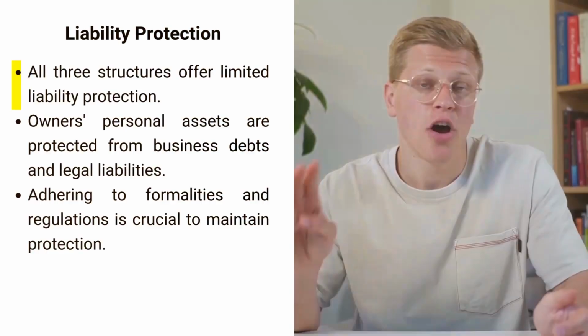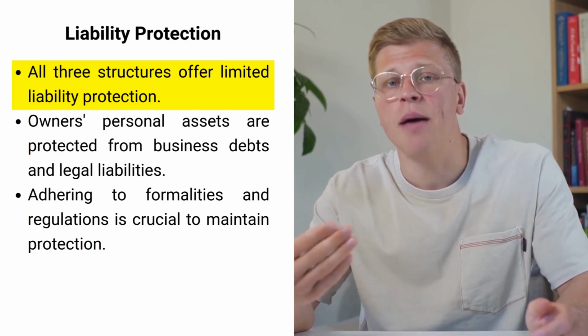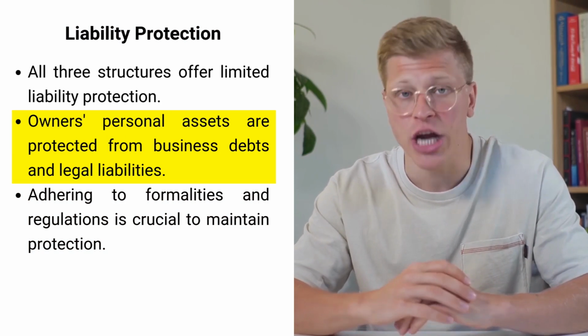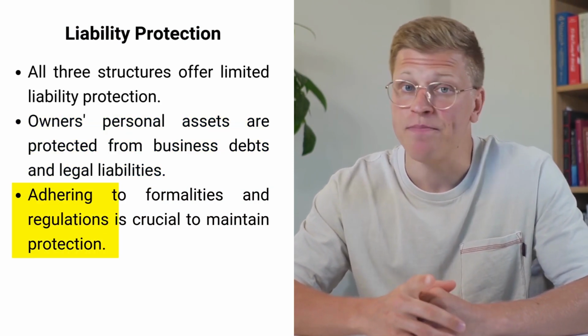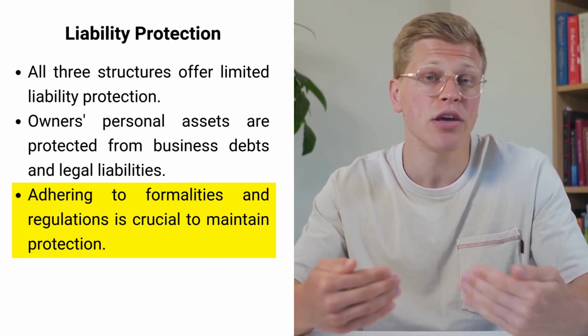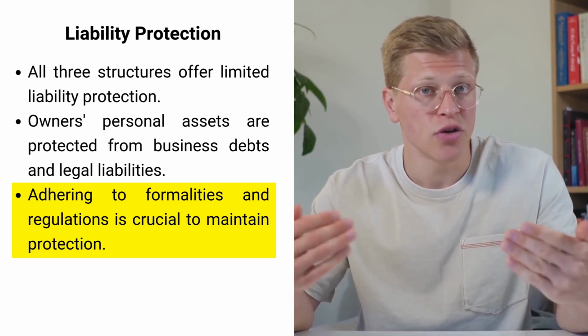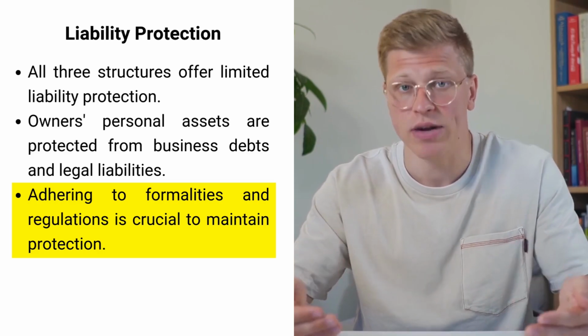Liability protection. All three structures, LLC, S-Corp, and C-Corp, offer limited liability protection. This means that the owner's personal assets are generally protected from the business's debts and legal liabilities. However, to maintain this protection, it's crucial to adhere to the formalities and regulations required by each structure. Failing to do so can result in losing limited liability status, exposing personal assets to risk.